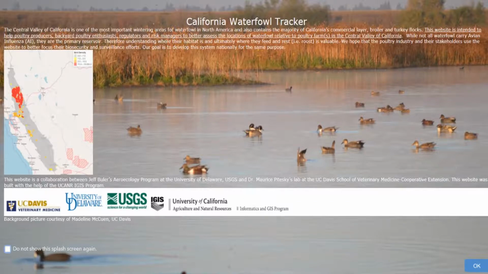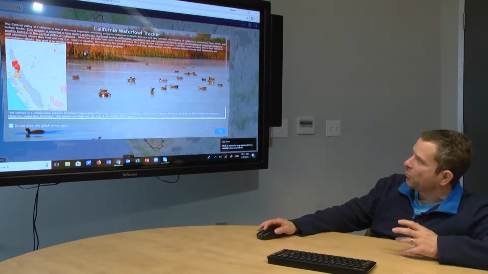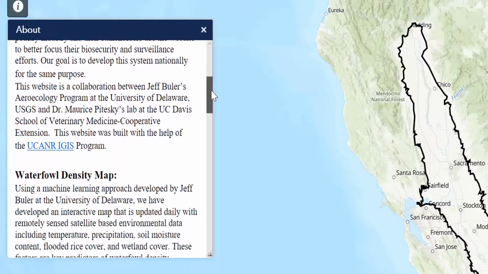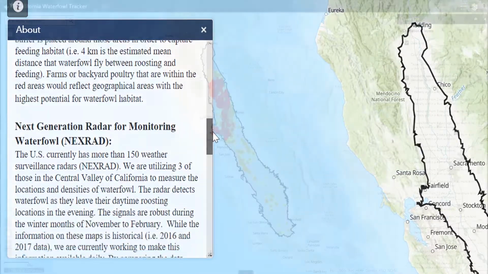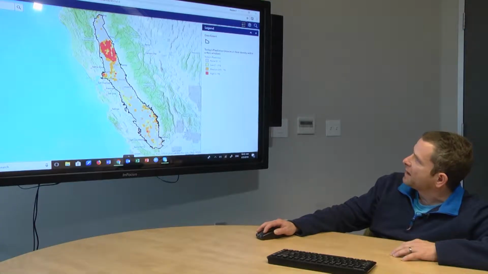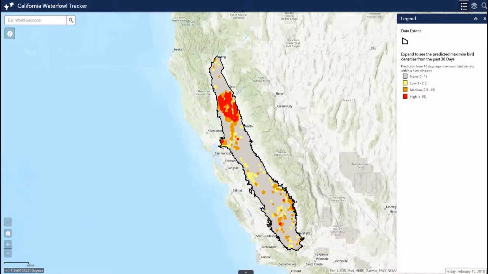This gives a brief description of how this web app works, which is designed to help regulators, farmers, and backyard poultry enthusiasts understand how they potentially interface with waterfowl in the Central Valley of California. This map shows today's prediction, and the map is a daily prediction.